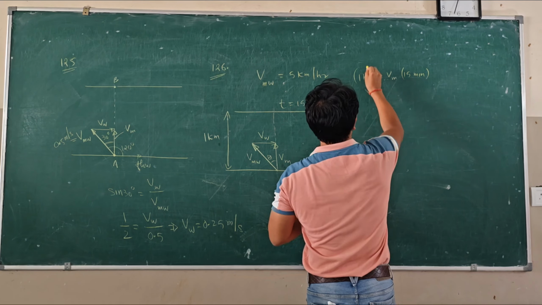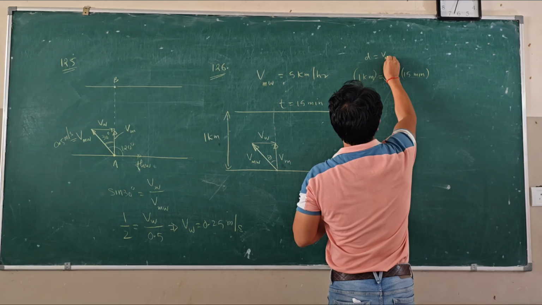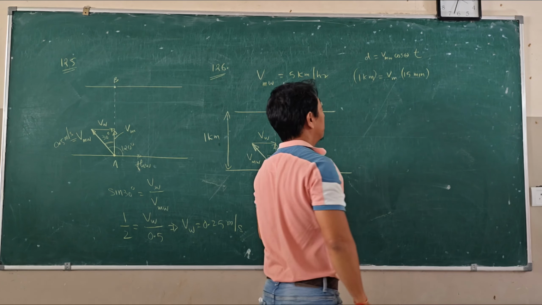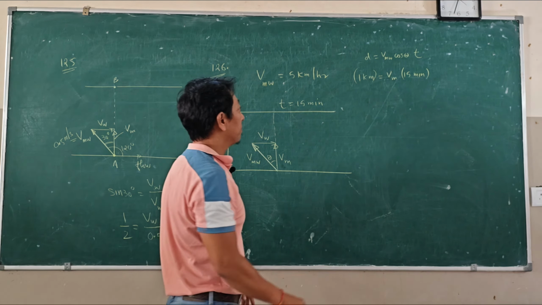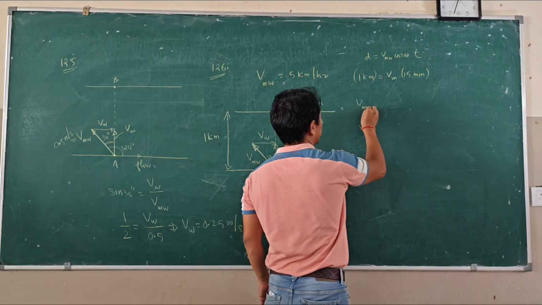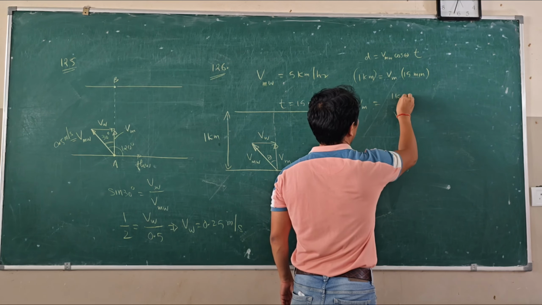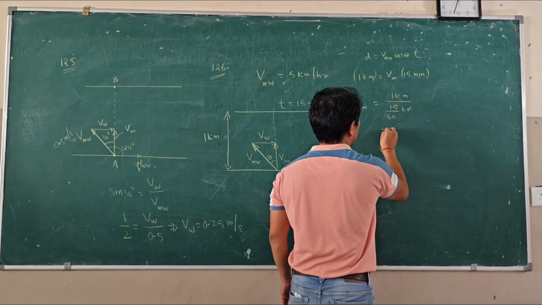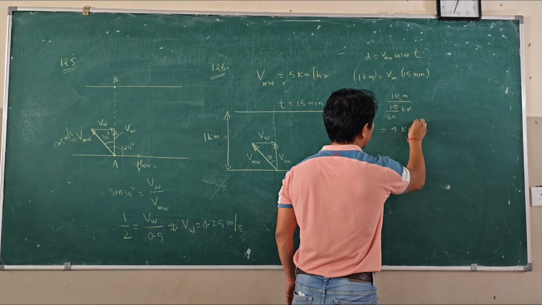So what formula do I use? D equals Vmw cos theta into T. But Vmw cos theta is Vm. So what is Vm? 1 kilometer by 15 by 60 hours. So 4 kilometer per hour.